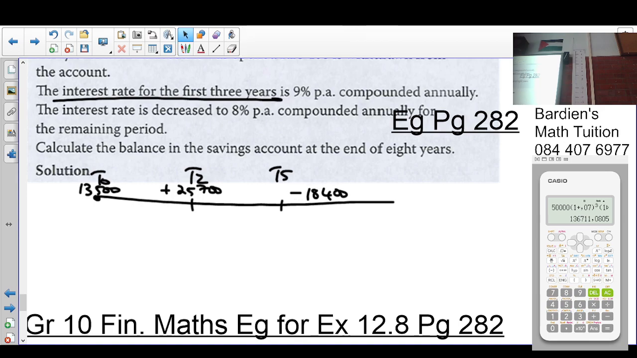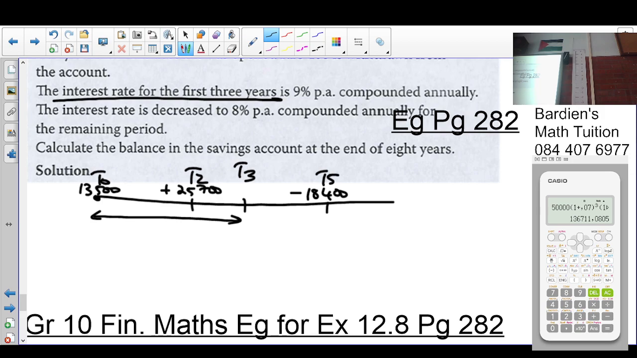So what do I do? So move this over a bit. The interest rate for the first 3 years is 9% per annum compounded annually. The interest rate is decreased to 8% per annum for the remaining period. So it's going to decrease to 8% per annum. Calculate the balance in the savings account at the end of 8 years. So this takes you to T8.